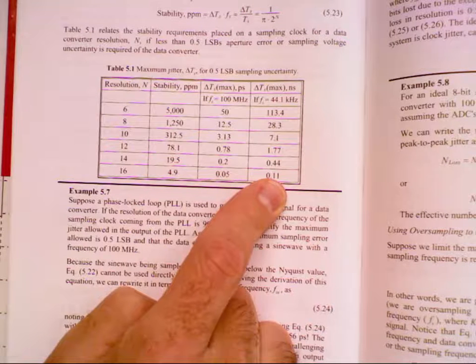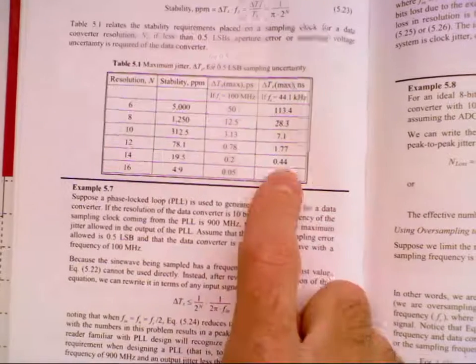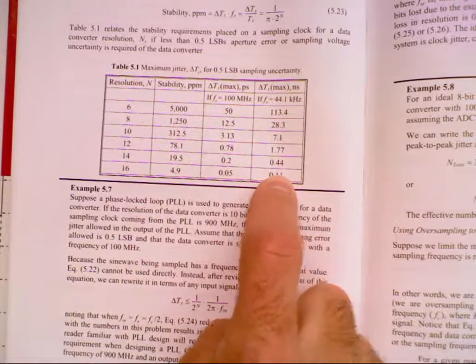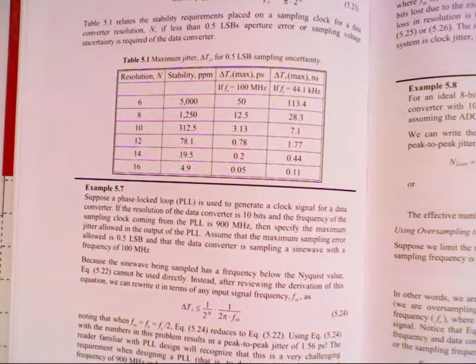But that's why when we use the delta sigmas and we interpolate and raise the sampling frequency, then these numbers all get much better. They don't have to be as good because now I've got a higher sampling frequency and I'm averaging the clocks and it makes the distributions go down.